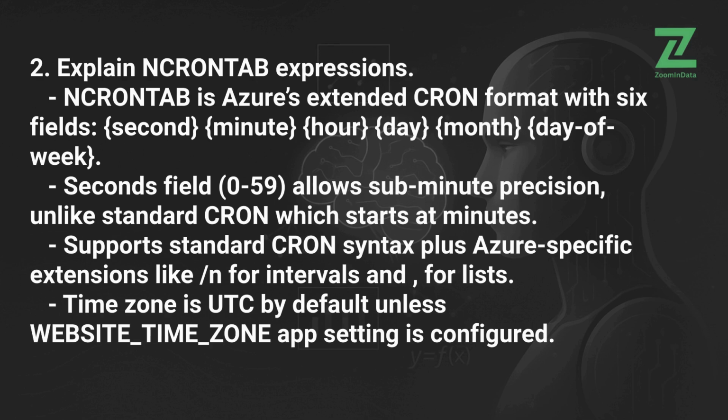2. Explain NCRONTAB expressions. NCRONTAB is Azure's extended cron format with 6 fields: second, minute, hour, day, month, day of week. Seconds field, 0 to 59, allows sub-minute precision, unlike standard cron which starts at minutes. Supports standard cron syntax plus Azure-specific extensions like N for intervals and commas for lists. Time zone is UTC by default unless website_time_zone app setting is configured.